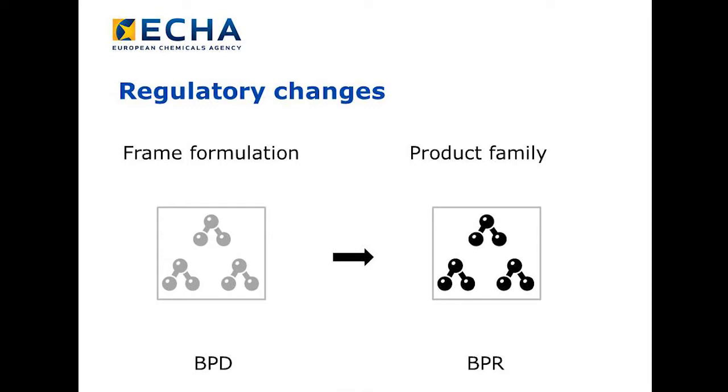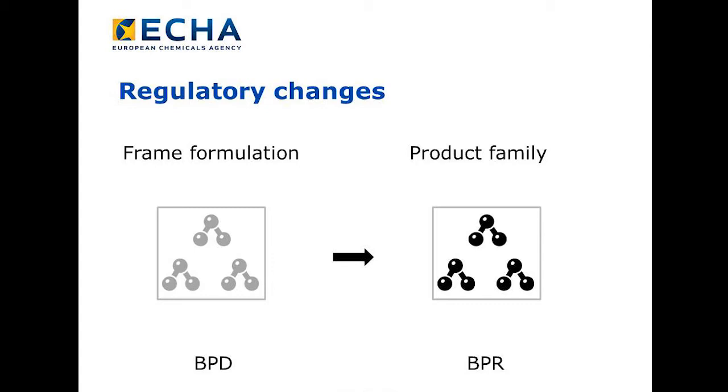Frame formulation authorizations that existed in R4BP2 now need to be converted to product families in R4BP3. While a frame formulation is still valid until the expiry date, it needs to be converted to a product family if the authorization holder or the evaluating competent authority wish to be able to see the authorization data. Also, the data can only be processed after conversion to a product family. This could be any kind of administrative change, notification, renewal, mutual recognition, or the addition of new member products.